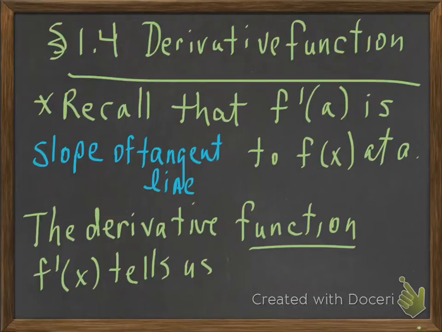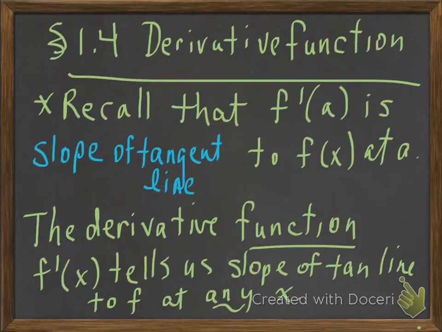So instead of just calculating the derivative at a certain point, we can think of the derivative as a function in its own right. And so the derivative as a function, f prime of x, will tell us the slope of the tangent line to f of x at any x. So it becomes a function that when you input an x value, it outputs not the function value, but rather the slope of the tangent line to the function at that point. And this turns out to be a very useful function.